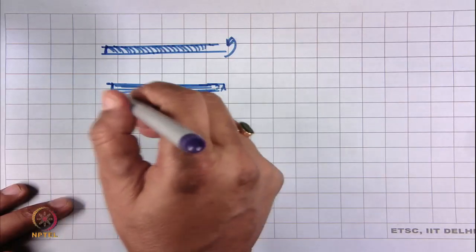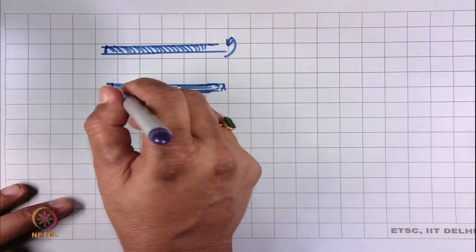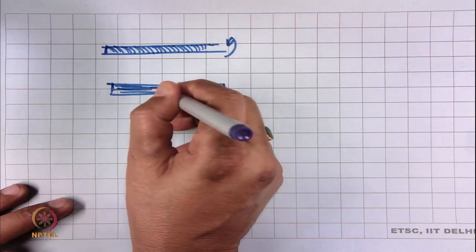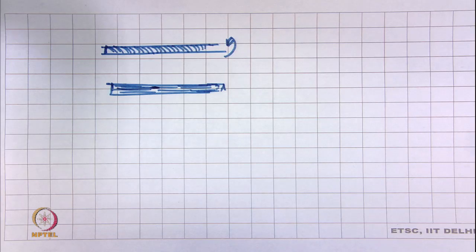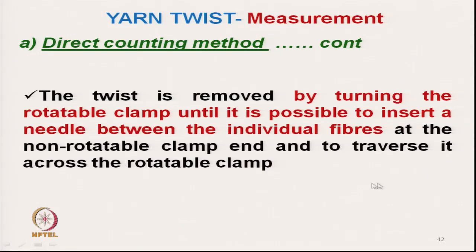and then we will actually insert a pin, and if the pin moves smoothly, that is the point where we will stop, and that we have to do by trial and error method. And once the pin moves, then the non-rotatable twist is removed by turning the rotatable clamp until it is possible to insert a needle between the individual fibers.